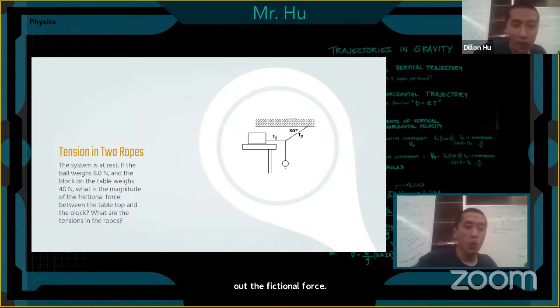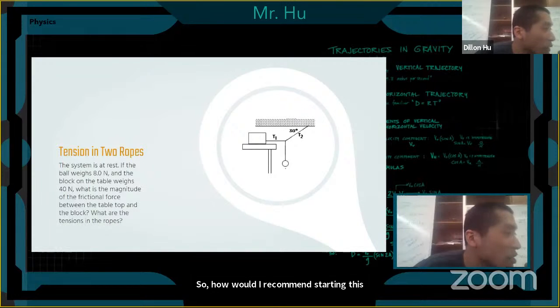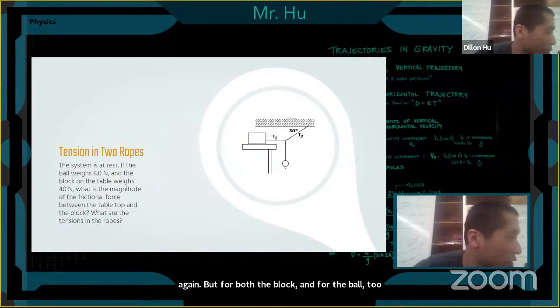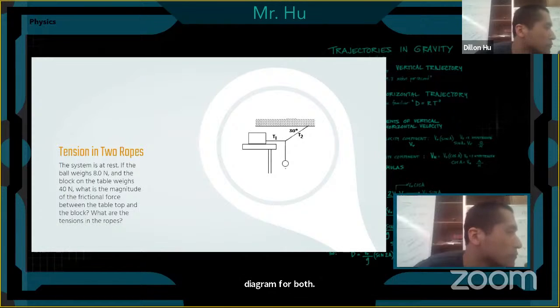So how would I recommend starting this? I would recommend drawing a free body diagram again, but for both the block and the ball. Let's see how much of this we can do today. This is definitely a harder problem.